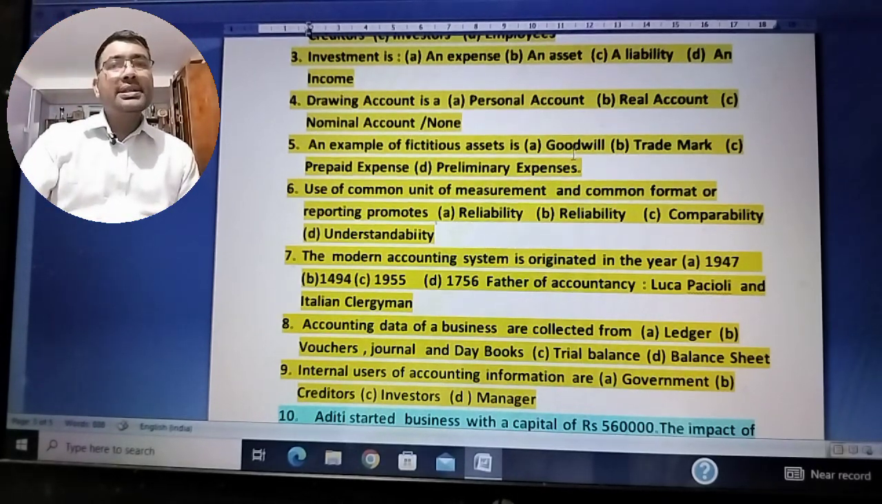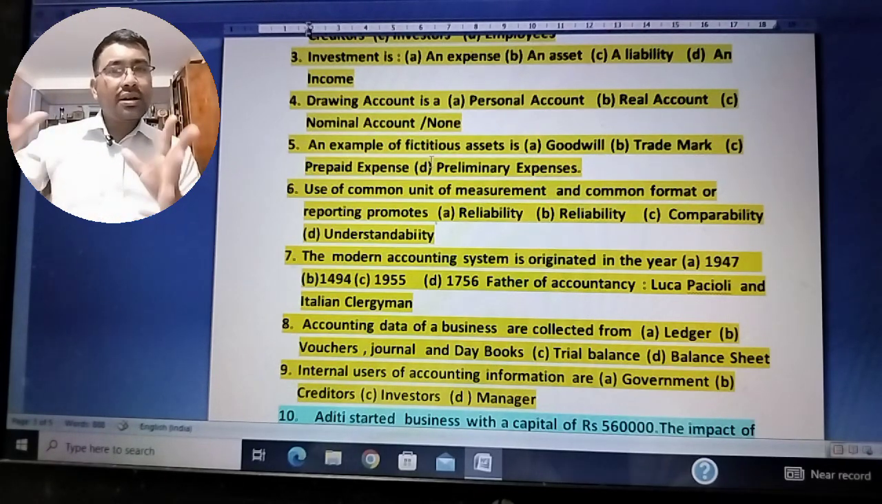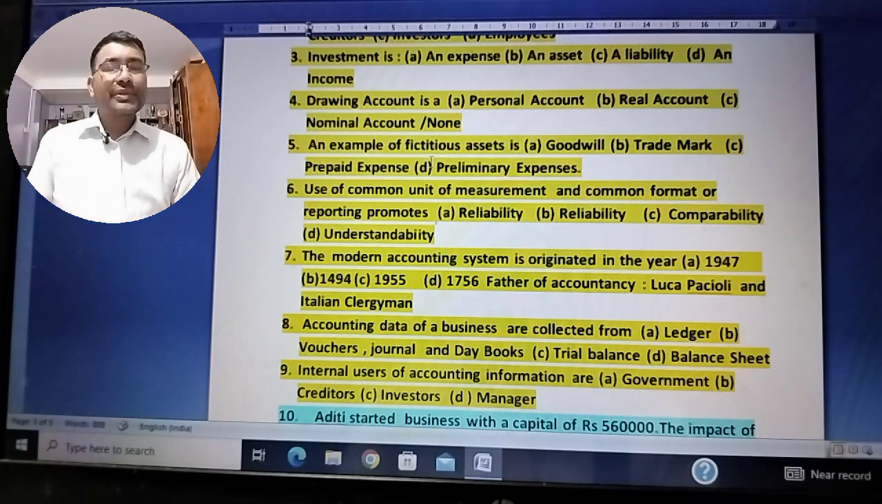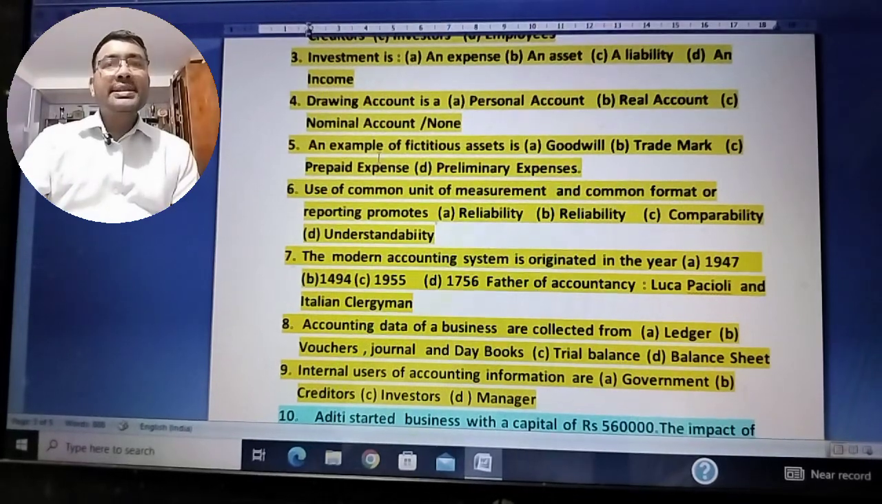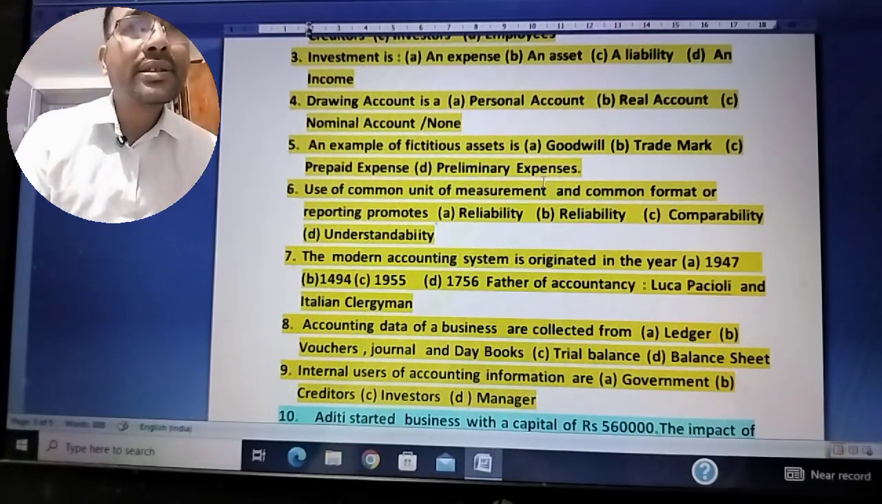Goodwill has a resale value. Trademark has a resale value. Prepaid expenses have a value. But preliminary expenses are those expenses which are incurred during the formation of a business. This amount has already been spent, so you cannot recover that amount in future. So it has no resale value. So an example of fictitious assets is preliminary expense, because goodwill is an intangible fixed asset, trademark is also an intangible fixed asset, prepaid expenses is a current asset, and preliminary expenses is a fictitious asset.